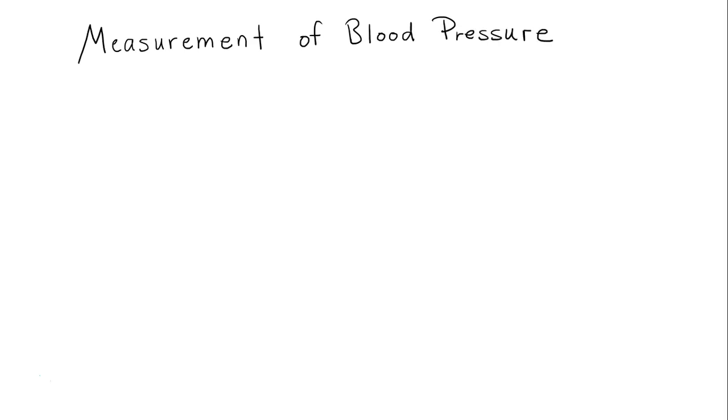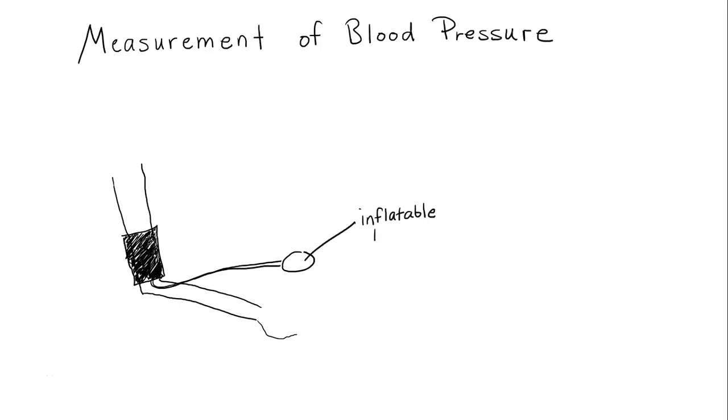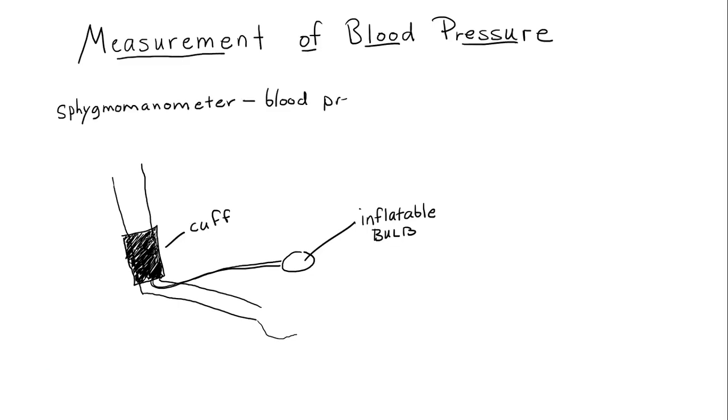Okay, so in this slide we're talking about the measurement of blood pressure. For this purpose we use a sphygmomanometer, which consists of a cuff that is attached to an inflatable bulb. You can press on the bulb and the cuff will inflate, putting pressure on the arm. So the sphygmomanometer is the blood pressure device.